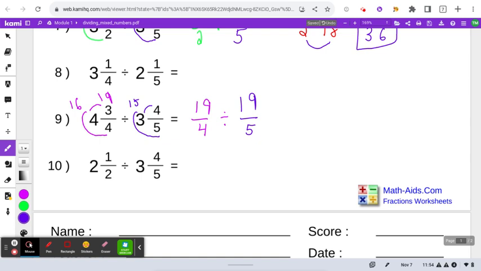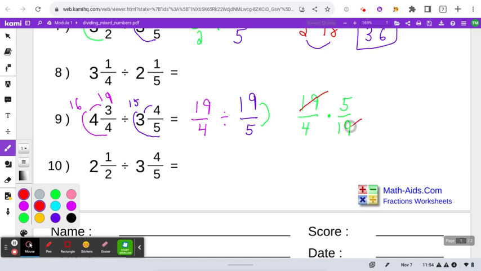Now we're going to set it up to multiply by the reciprocal. So we'll keep the 19/4. And then we're going to change this 19/5 to 5/19. And this one will work out nicely because we can hopefully quickly see that, of course, 19 and 19 share the common factor of 19. 19 divided by 19 is 1. And of course, down here, 19 divided by 19 is also 1. That simplifies it to 1 times 5 is 5. And 4 times 1 is 4.